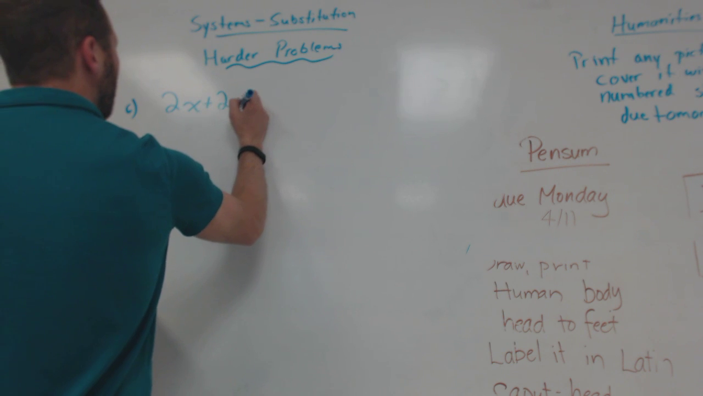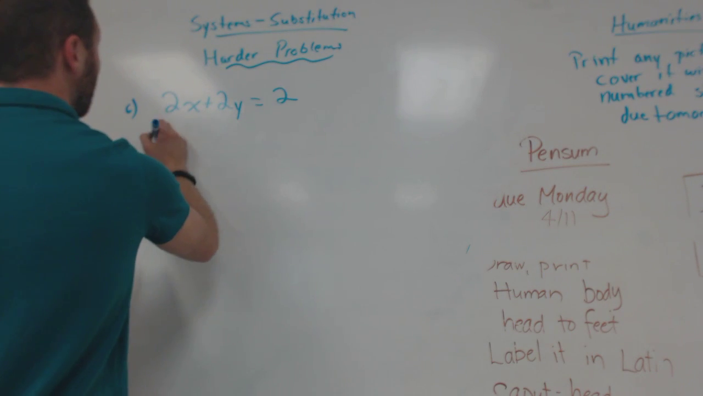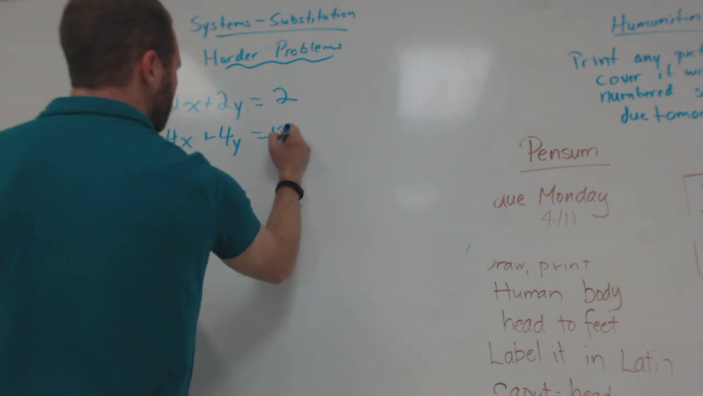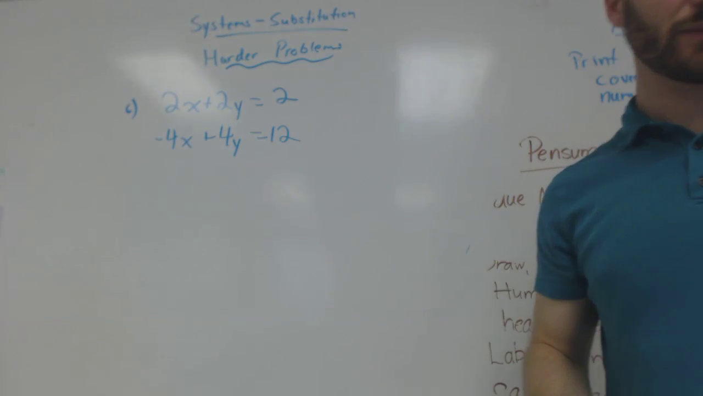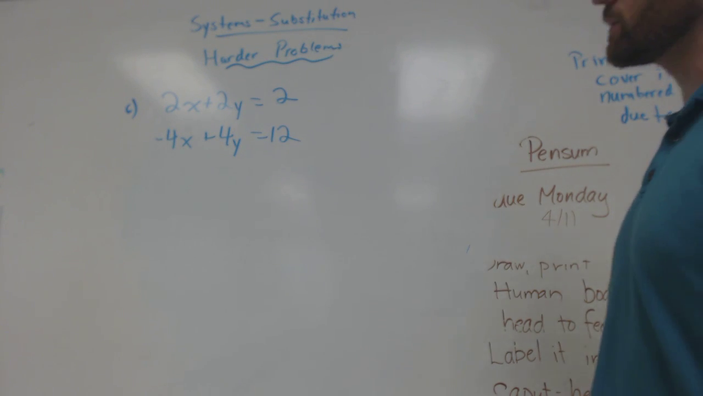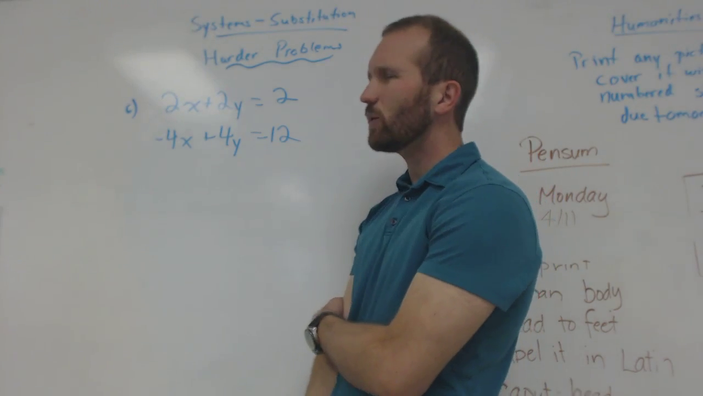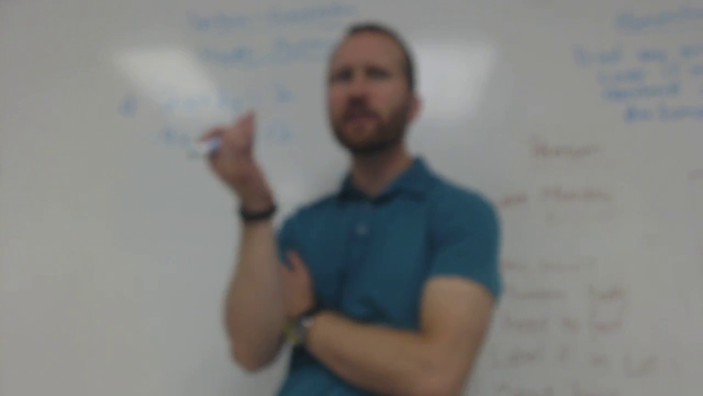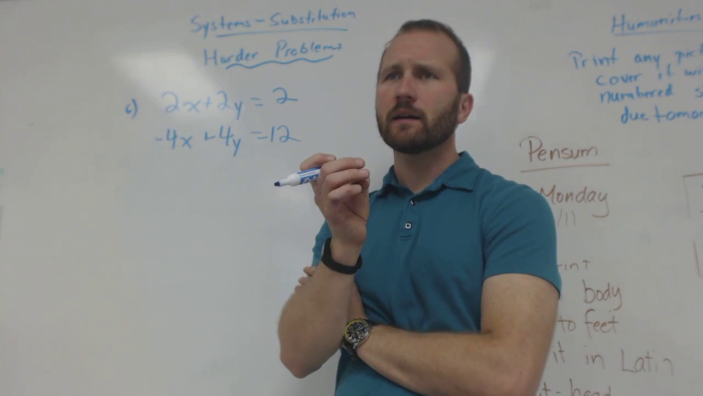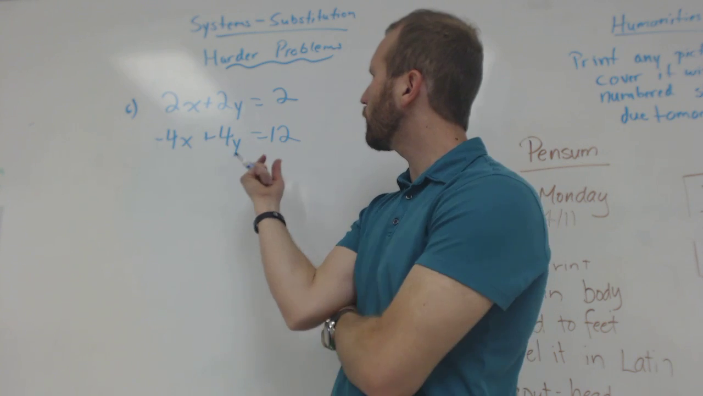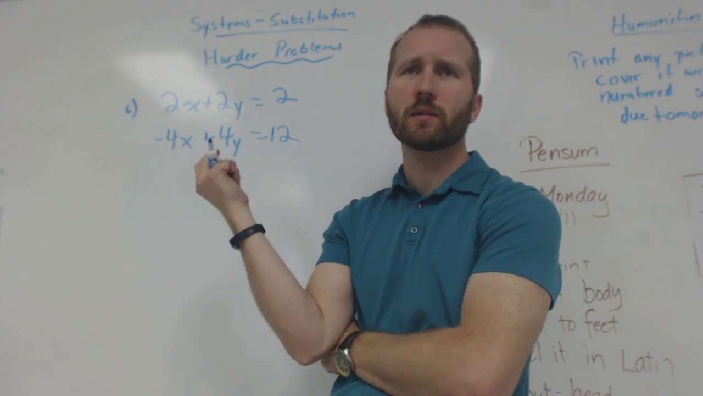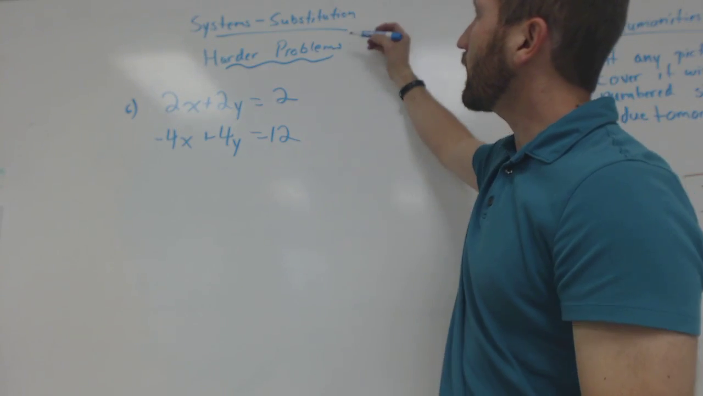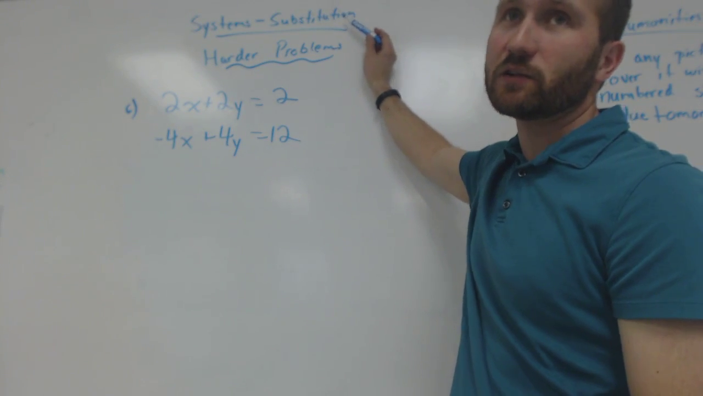2x plus 2y equals 2. Negative 4x plus 4y equals 12. This really does not look like a substitution problem. I don't have x equals. I don't have y equals. I don't have any variables isolated. Not only that, I don't even have just a 1x or a 1y anywhere in this entire problem. But we have to solve it with substitution. That's our challenge.